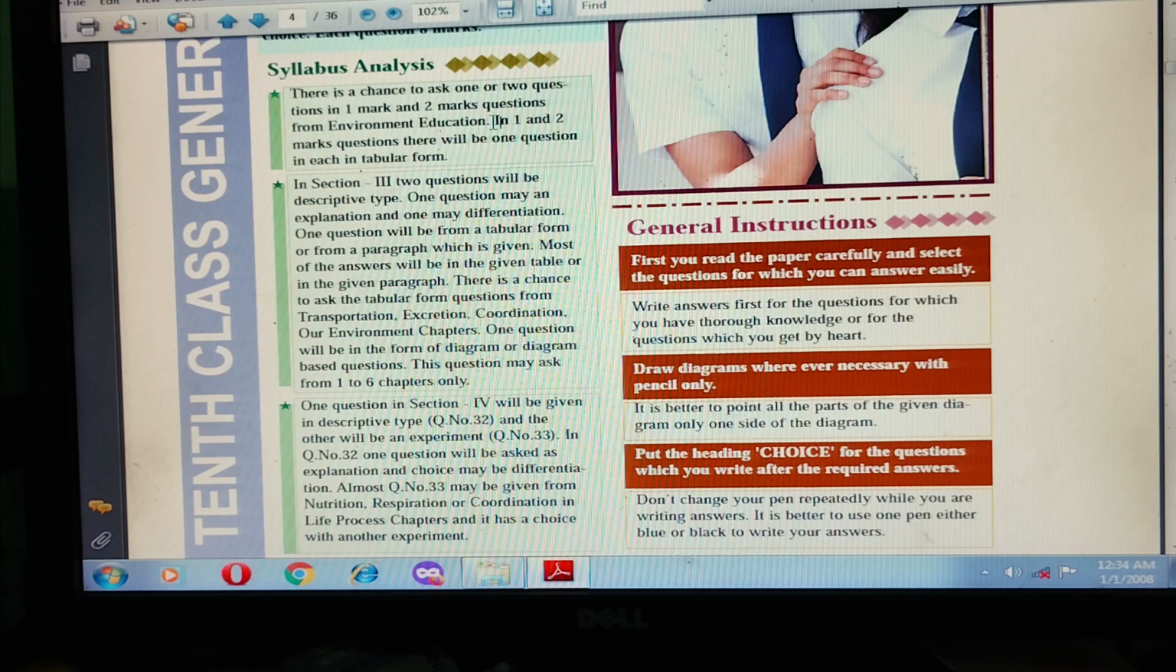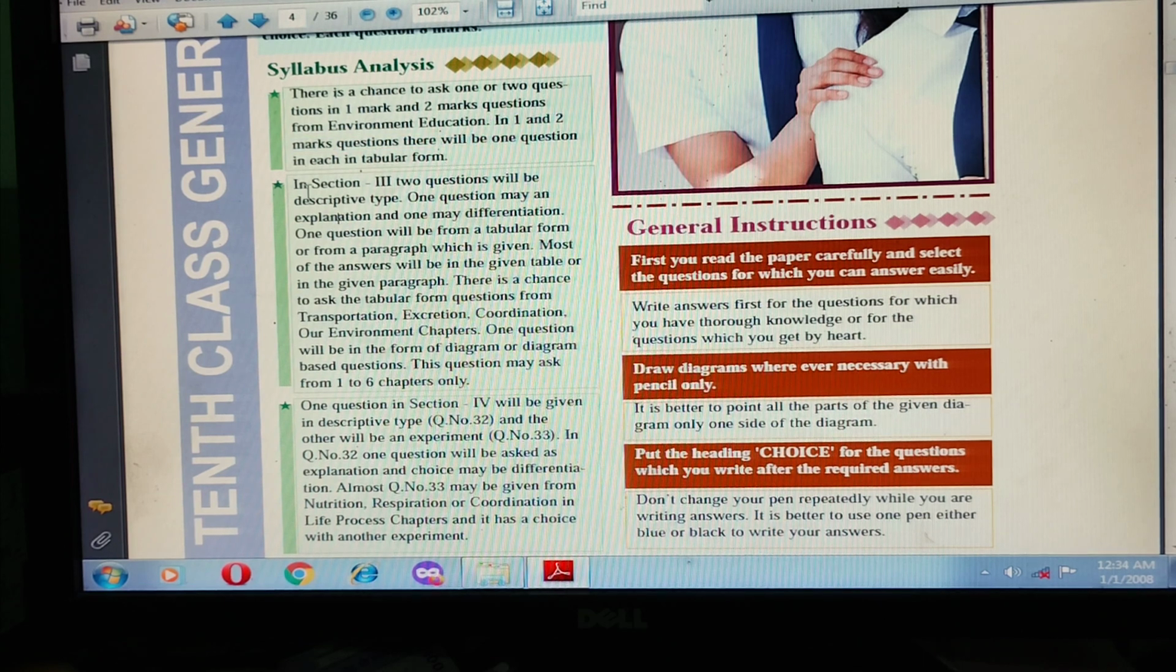And in the 1 and 2 mark questions, there will be one question in tabular form. So from these two questions also, maybe one tabular question is possible in biology.